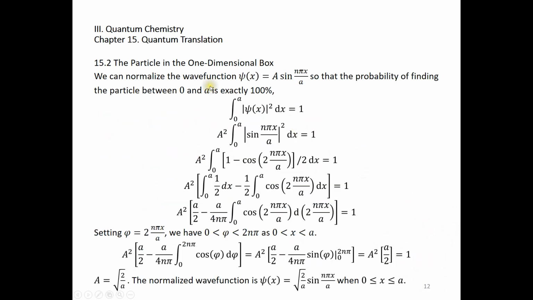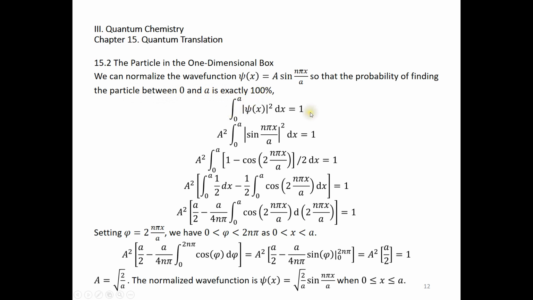Now we can normalize the wave function psi. So that means we can determine the value of a, although it's not very important. We can determine the value of a so that this psi is normalized. That means the total probability of finding such particle between 0 and a should be 100%. Again, the particle cannot escape out of the box. Therefore, the probability of finding this particle between 0 and a is always 100%.